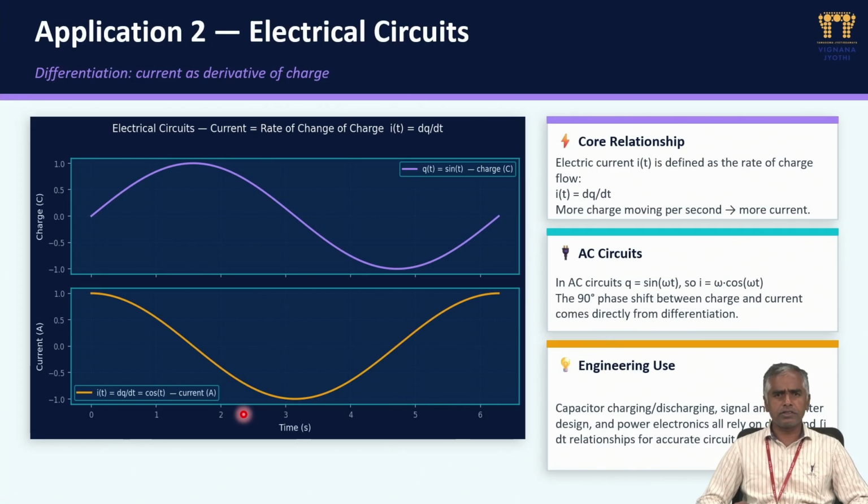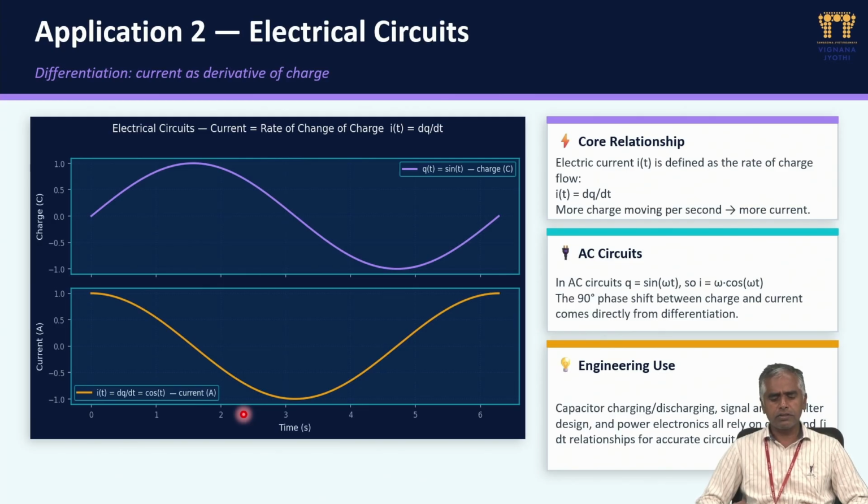application to electrical circuits. In our daily life, we require power, that is current. The electrical current is defined as the rate of charge flow. That is, the current I of t is the rate of change of the charge Q, that is dq by dt. More charge moving per second means more current.